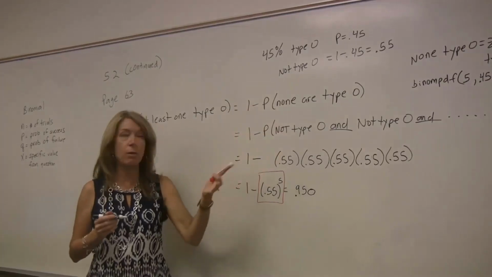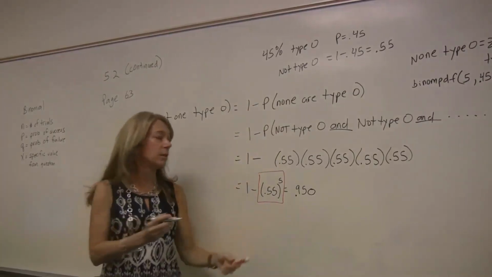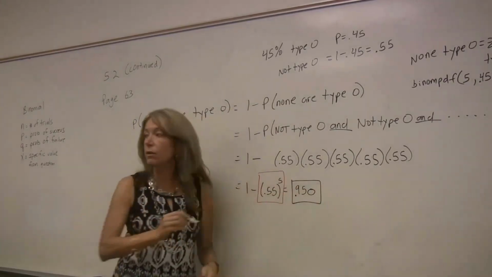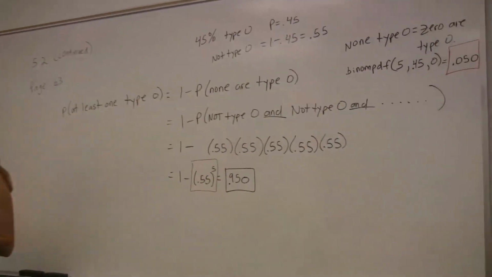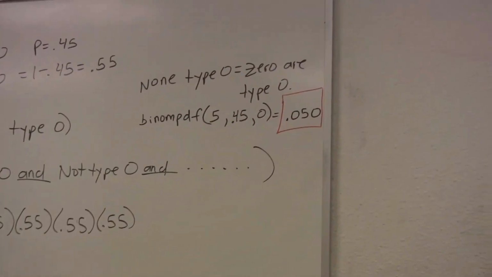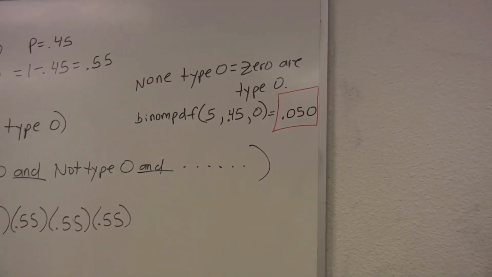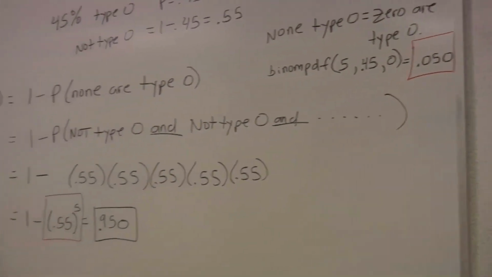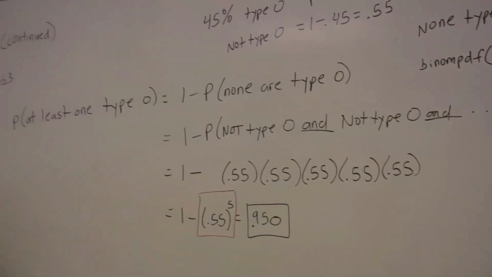Either way, we have to take 1 minus that, and we're going to get the same answer either way for this problem. I can't stress that enough, is that our binomial is just a special case of the multiplication rule. So there's times on the test where you might use binomial, you might use multiplication. I don't care which way you do it, it'll work.